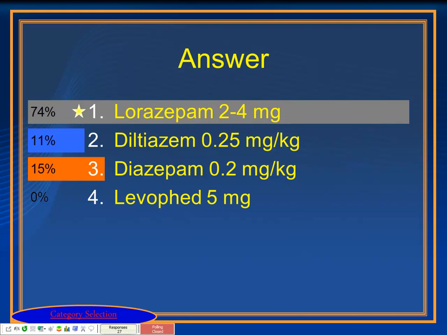We already talked about diltiazem. You remember that? Cardizem. It's not used for seizure control. What's it used for? Cardiac dysrhythmias of the atria, so atrial fibrillation or flutter.